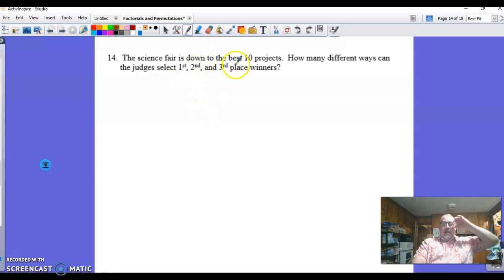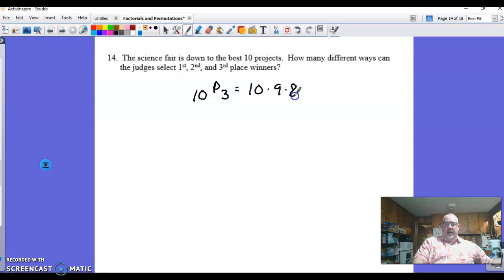The science fair is down to the best 10 projects. How many different ways can the judges award prizes? Since they have first, second, and third, let's put them in order. 10 projects, so that would be 10P3. Again, you might just do 10, 9, 8. 9 times 8 is 72, and 10 would make it 720. So 720 different orders you can put those 10 in first, second, and third place.